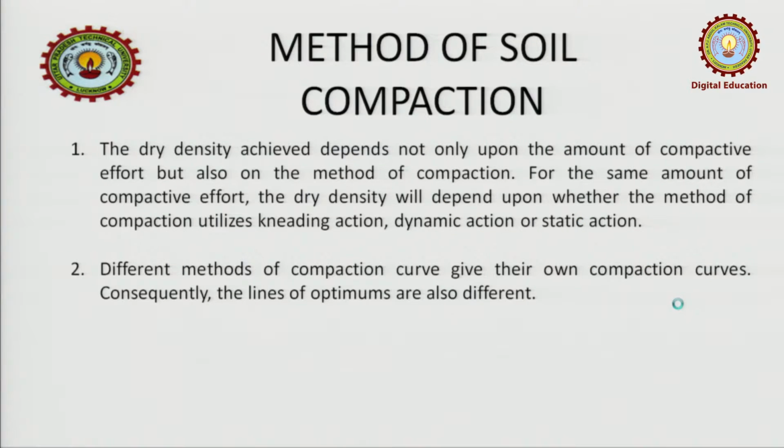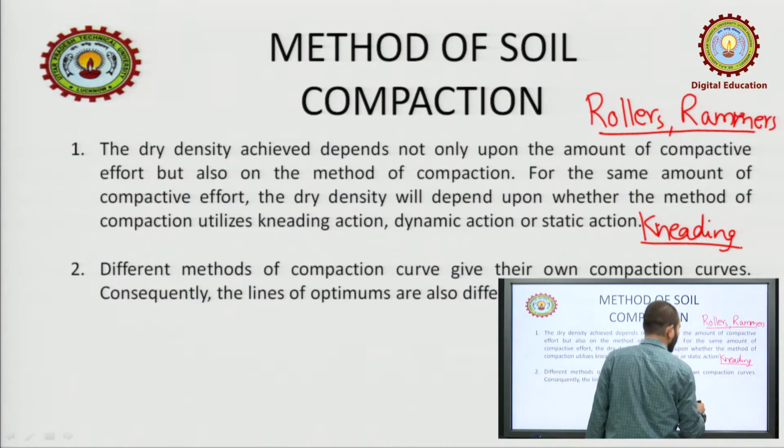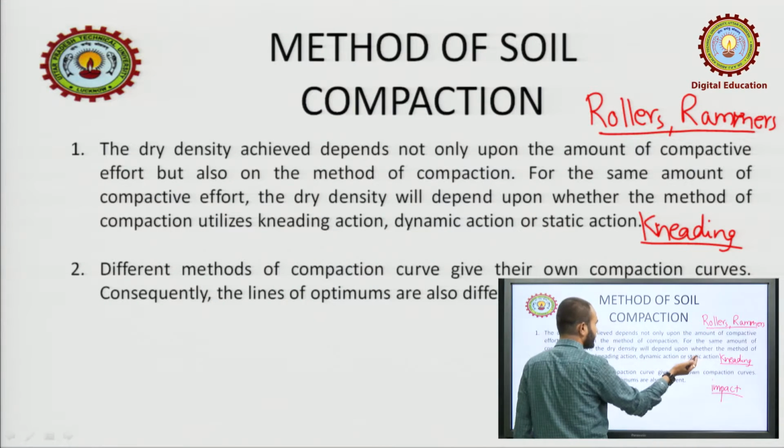Method of soil compaction: sometimes you use rollers, sometimes rammers, sometimes you use kneading action, and sometimes you use impact action. So accordingly they have different roles.